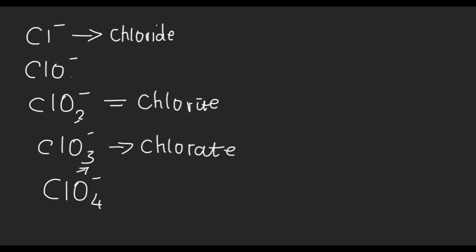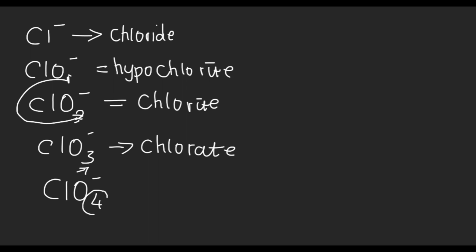Then now what happens to these? For this one, since it shows that there is only 1 oxygen, so this one is less than these 2. So for this one, what you have to do is you need to add hypo. So this is now called hypochlorite. Then for this one, we can see that we have 1 extra oxygen compared to chlorate. So this one, you just have to say perchlorate.